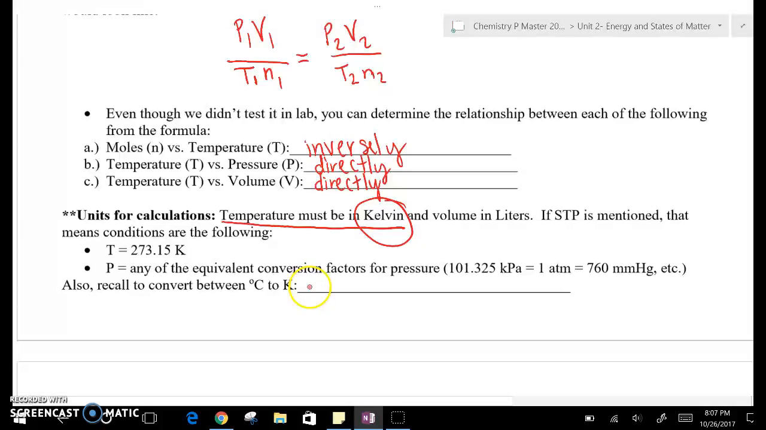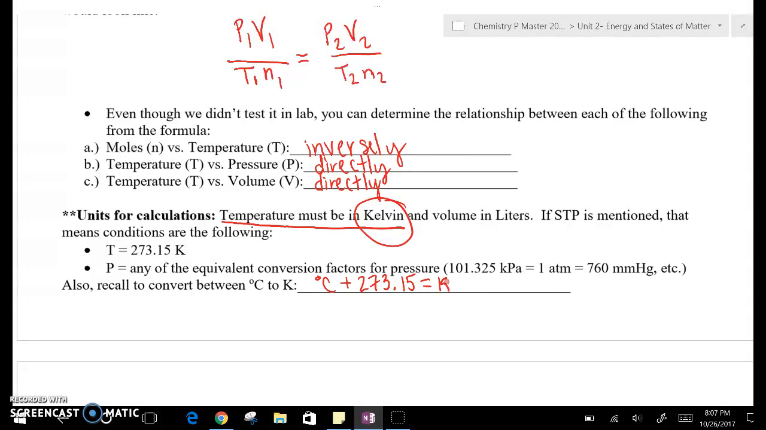So as a reminder, to convert from degrees Celsius to Kelvin, you take whatever the degrees Celsius is and you add 273.15, and that will give you Kelvin. One thing to note when you're writing Kelvin, you just write K. You don't write a degree symbol like we do with Celsius.